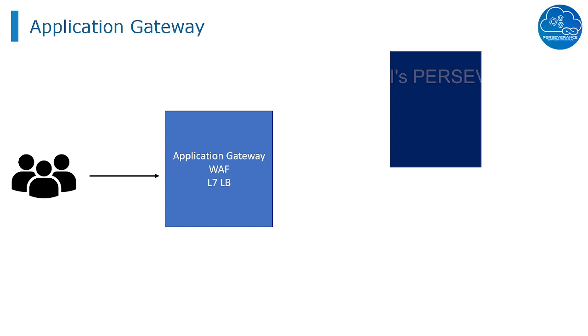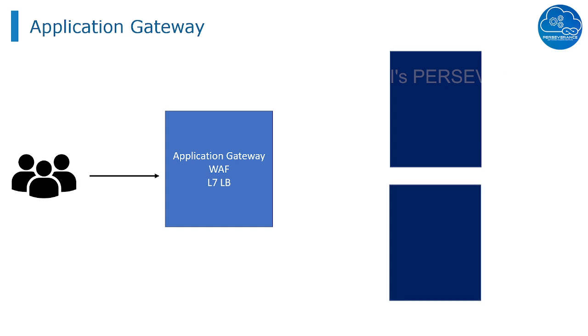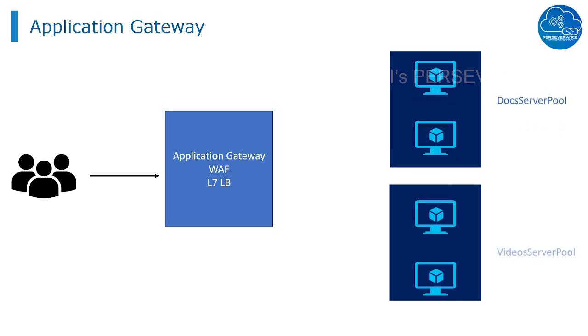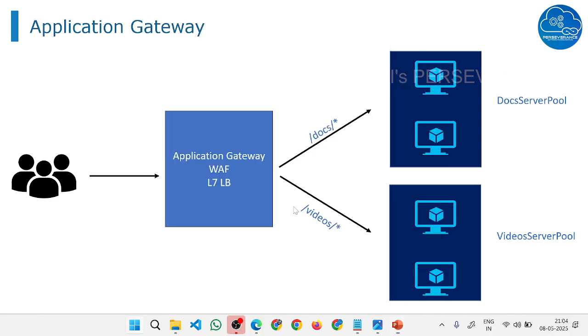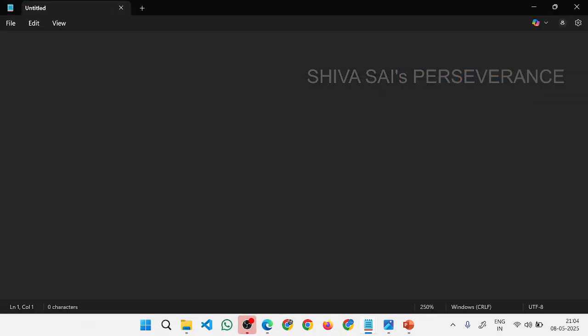All right, so what is a pool? A pool is a collection of machines, so one or more machines. Just consider here we have the docs app and also the videos app hosted in two different pools. One is the docs pool, another is the videos pool. So consider this is the docs server pool, and this is the video server pool. Now what we're going to implement is, if the user requests docs, it should definitely be routed to the docs pool. If the user requests videos, it should be routed to the videos pool. So we will be implementing this. For that, let's go to the steps required.